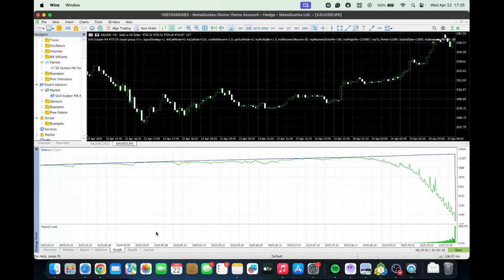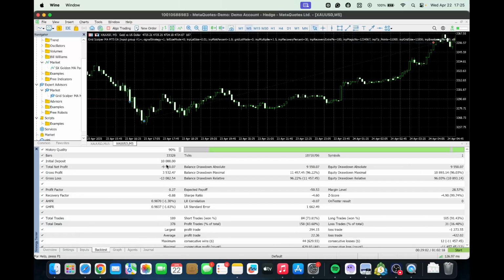And look at the backtest numbers: the profit factor came in at 0.27 compared to about 2 on the backtest marketed by the developer. Max drawdown is over 96%, and total trades were 189 with an overall win rate of about 83%, which is quite impressive. But the losses were massive when they hit, and you know how grid trading works. The losses can get very crazy and very massive, which ended up almost blowing this account.